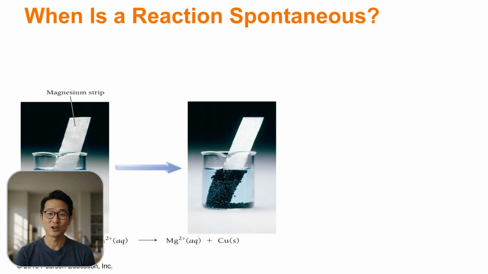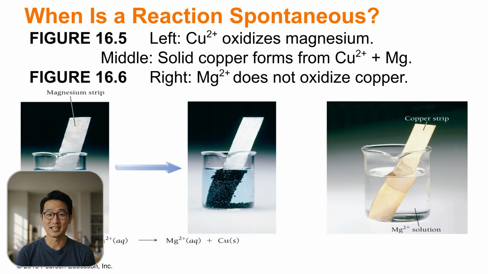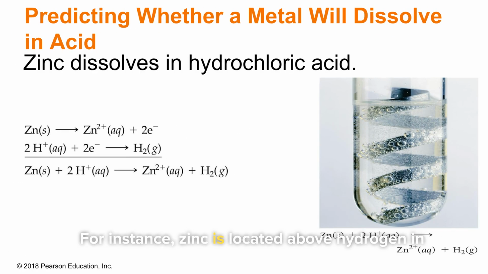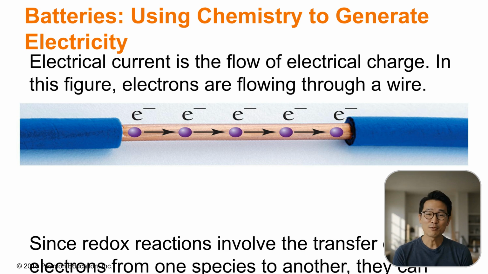Spontaneous reactions depend on the chemical properties of the reactants. As seen here, copper can oxidize magnesium, leading to the formation of solid copper, while the reverse process does not occur. We can predict if a metal will dissolve in acid using the activity series. Generally, metals above hydrogen will dissolve by forming metal ions and hydrogen gas, though nitric acid is a notable exception. For instance, zinc is located above hydrogen in the activity series, which is why it reacts and dissolves when placed in hydrochloric acid. Batteries harness redox reactions to generate electricity.